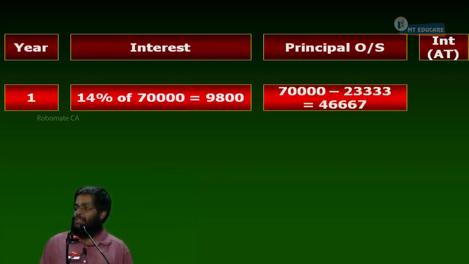14% of 70,000 is equal to 9,800. What is the principal outstanding? At the end of first year, I have repaid 23,333. So 70,000 minus 23,333 gives you 46,667.